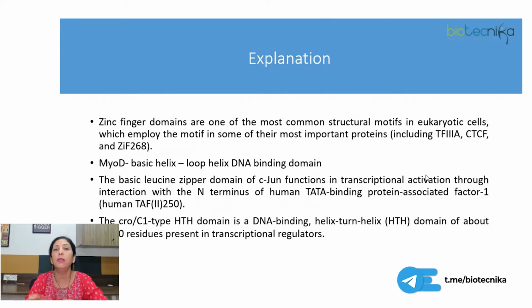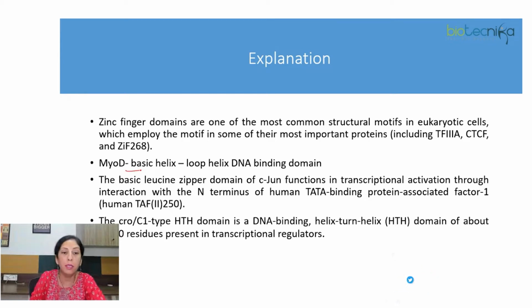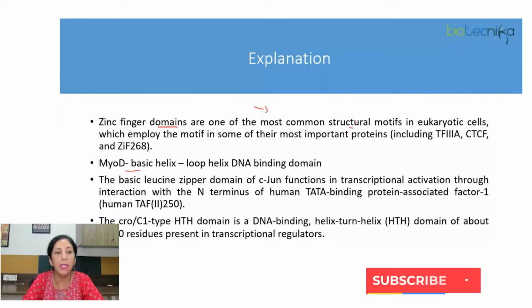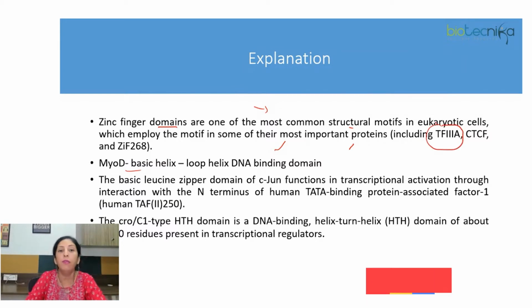So I'll not say that this question is very simple. We can keep it as a moderate question because you had to recall whether these factors have ring finger or helix loop helix or the other type of DNA binding domain. So here ring finger domains are one of the most common structural motifs in eukaryotic cells, which employ the motif in some of their most important proteins, including TF3A.